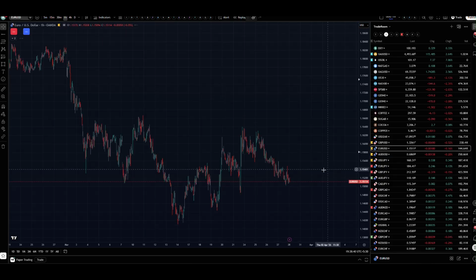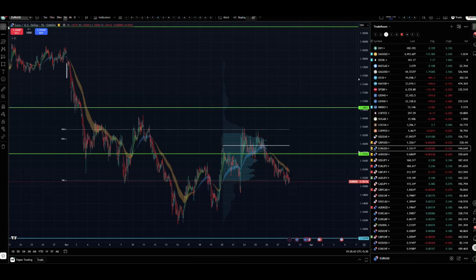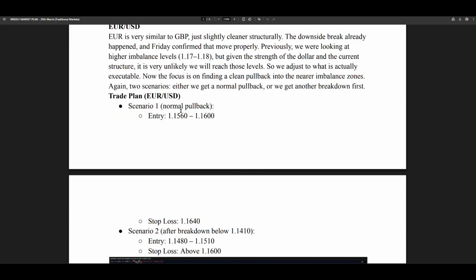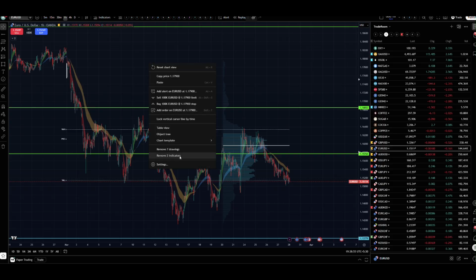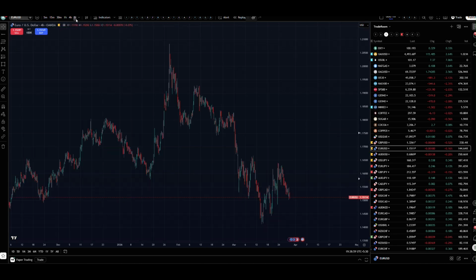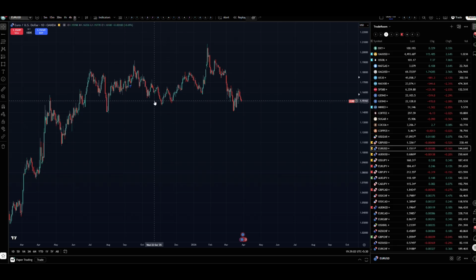Now, Euro is a bit clearer. Obviously, GBP, as you can see, is not as clear, but the Euro is a bit clearer. There are two scenarios that I have mentioned. It's very simple how we can go about it and how we can trade that. If we look at, for example, the daily, we have broken below. This is the low and this is the high.